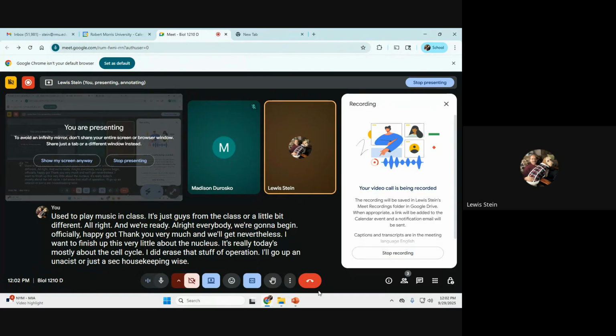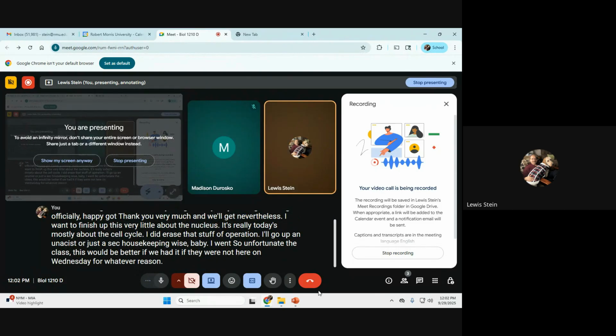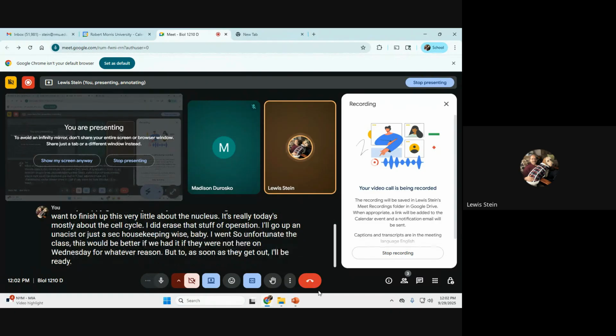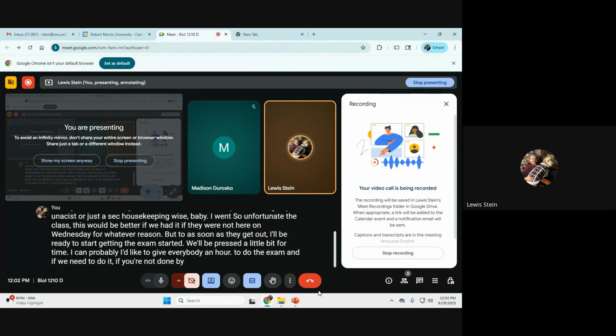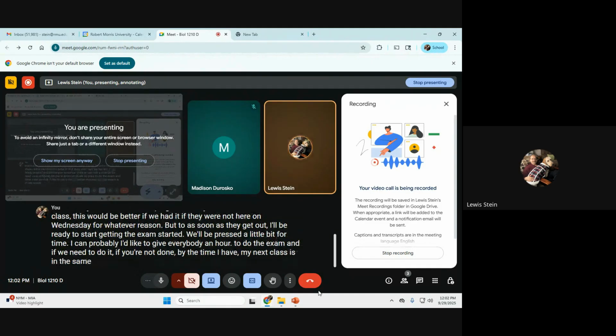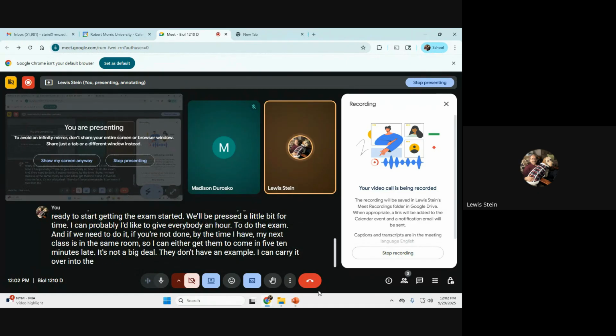Housekeeping wise, it's unfortunate the class that had the room before us was not here on Wednesday for whatever reason. As soon as they get out, I'll be ready to start getting the exam started. We'll be pressed a little bit for time. I'd like to give everybody an hour to do the exam. My next class is in the same room, so I can either get them to come in 5, 10 minutes late. It's not a big deal. They don't have an exam, or I can carry it over into the lab. We'll figure it out. So I will try to get started, and you should have adequate time.